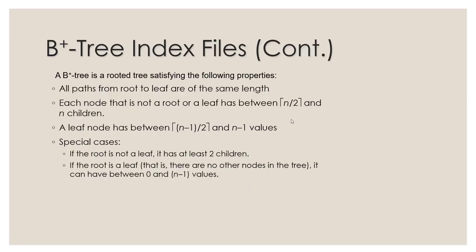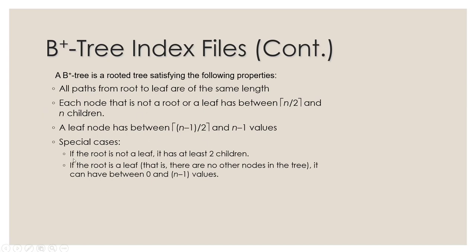Each node that is not root or a leaf has to be at least half full. So this is where we mean by n over 2 to n children. If you have a tree that has 3 index values, you have to have at least 2 out of the 3. If you can fit up to 4 index values, then you have to have at least 2 out of the 4. And then these are the leaf nodes. It has to be at least half full.